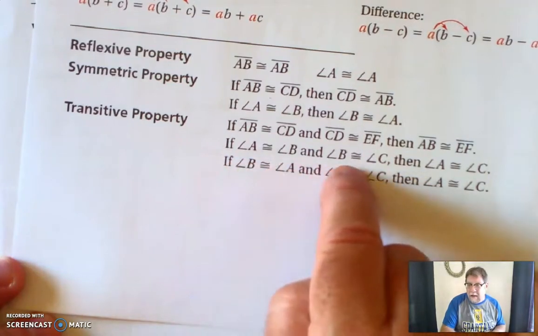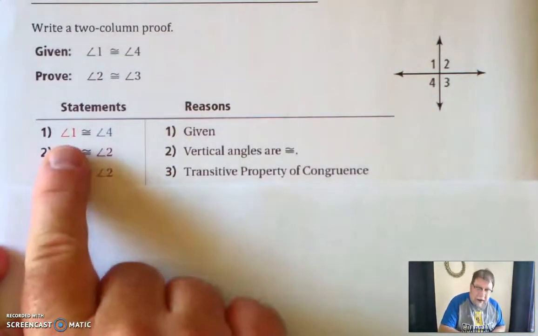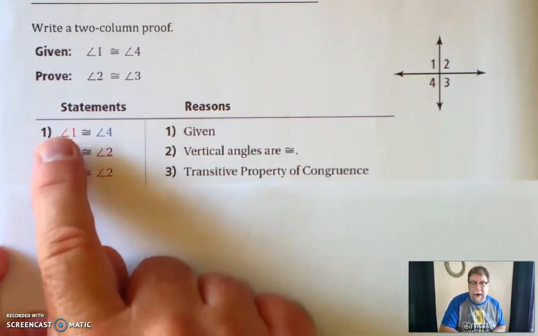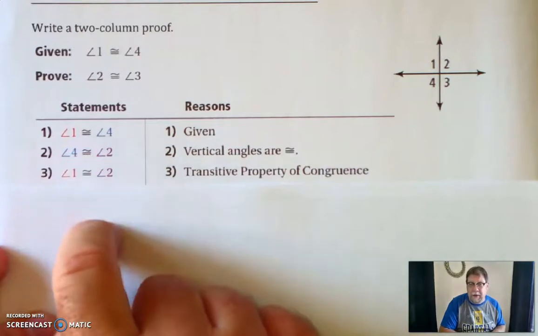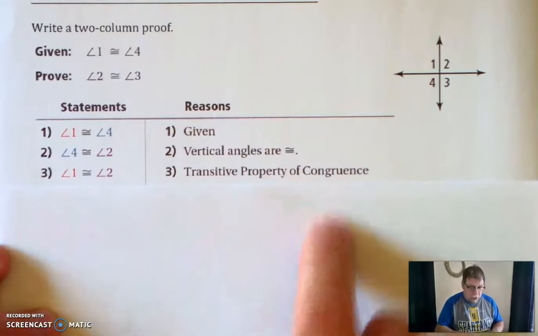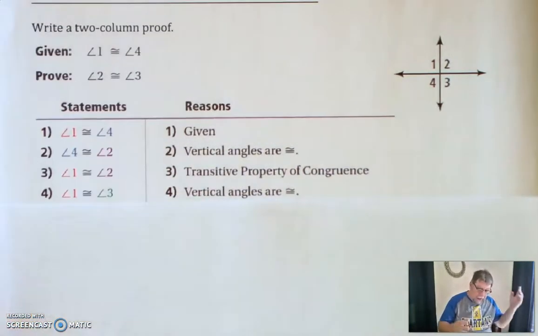It's kind of like the law of syllogism. It's kind of like saying the chain rule. And so we're saying if angle 1 is congruent to angle 4 and angle 2 is congruent to angle 4, then it makes sense that angle 1 and angle 2 have to be congruent. And that's the transitive property of congruence. And so that would be the reason you would use for step 4.